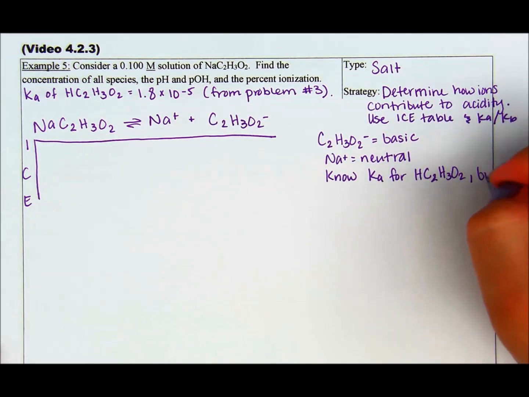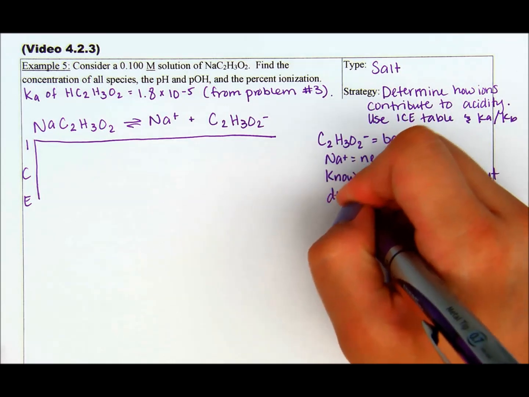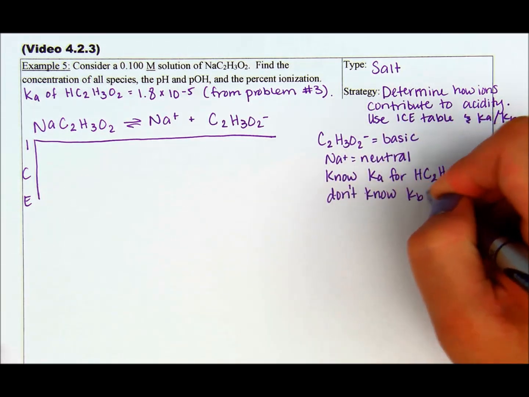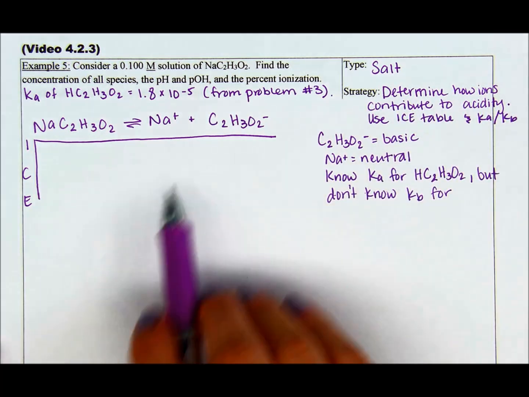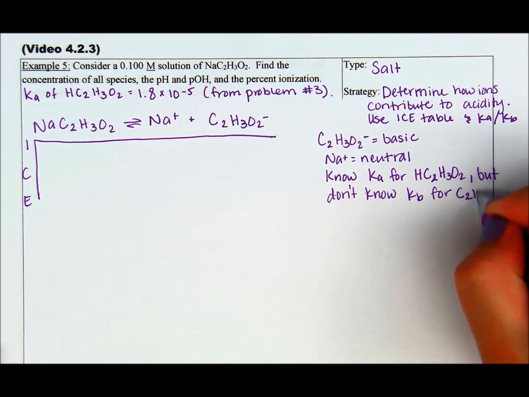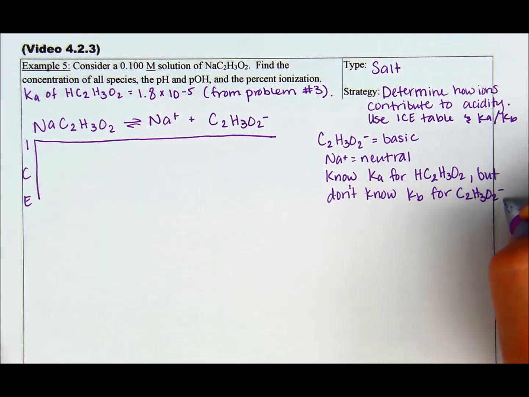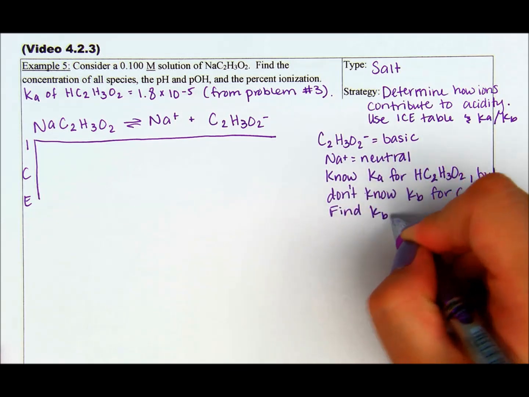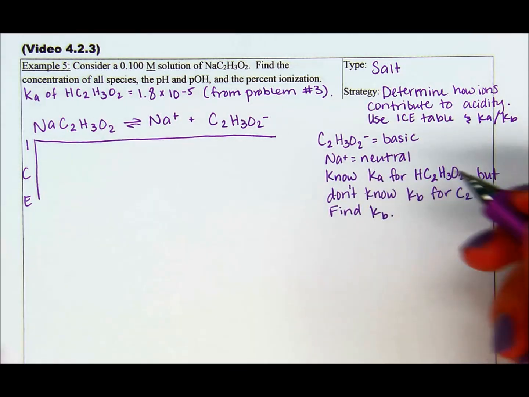But we don't know the Kb for the base, the C2H3O2 minus. So the first thing we need to do is find Kb. Okay, so how do we find Kb?